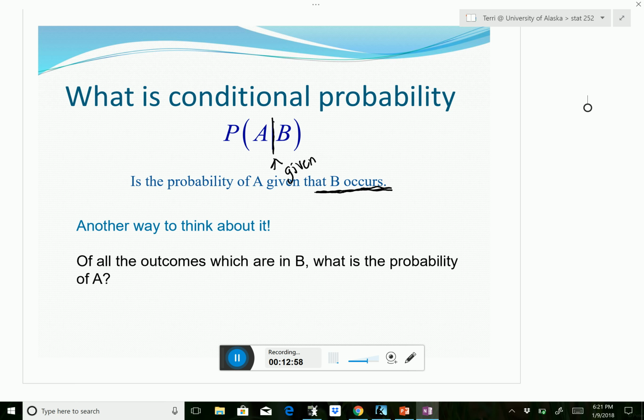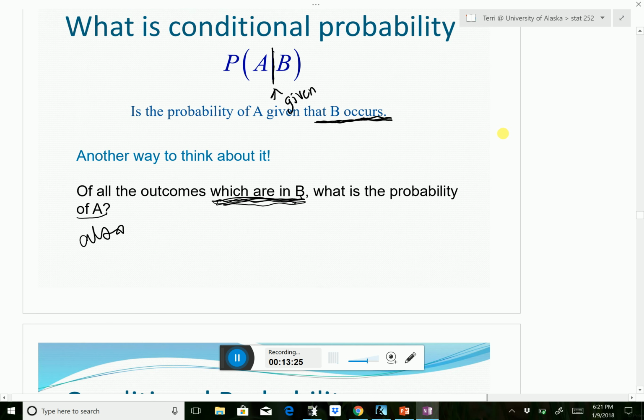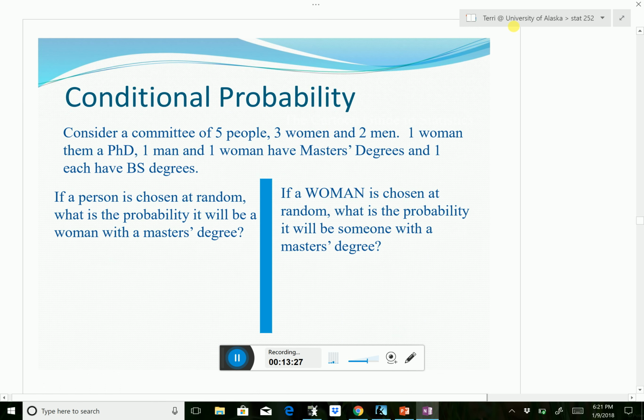So of all the outcomes which are in B, so of all the times which B actually happened, what is the probability that A happens also? And I say also, you'll see in a minute why I say that. Because if I already know that B's happened, I can't count outcomes that are A and not B when B has already happened. So I want you to think about this.